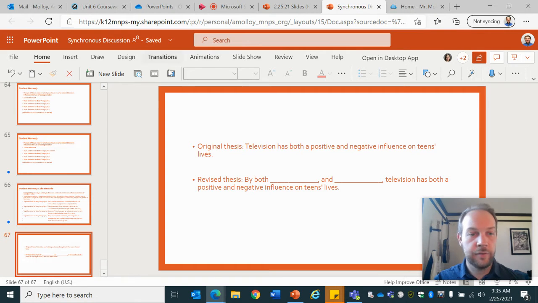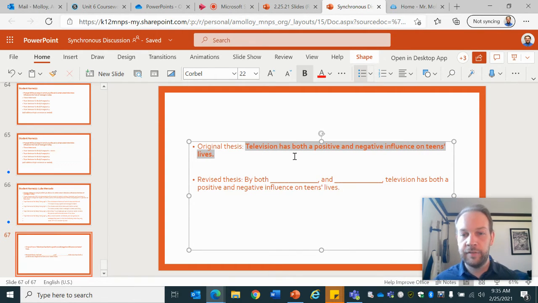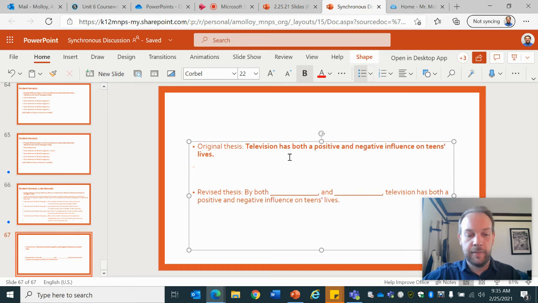So let's look here at the very top, I have an example. This is a thesis statement that a few students thought of, and I think it's a good start. They said that television has both a positive and negative influence on teens' lives. So what's good about this thesis statement? It's the right length.